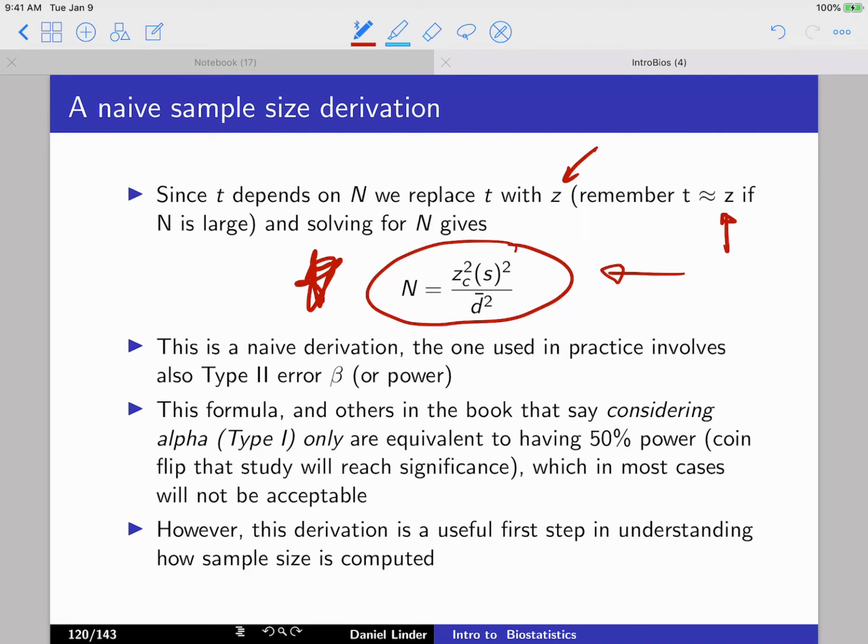So that's what I have here in this second bullet. It says this formula and others in the book that say something like considering alpha or type 1 error only are equivalent to having 50% power. So you only have a 50% chance to detect a difference, this kind of difference d bar. In most cases this is not going to be acceptable. However, the derivation is a useful first step in understanding how the sample size is computed.